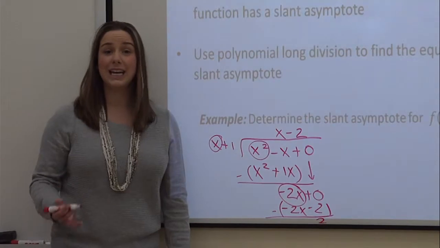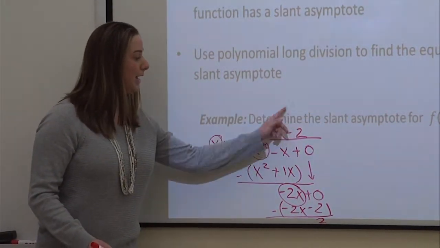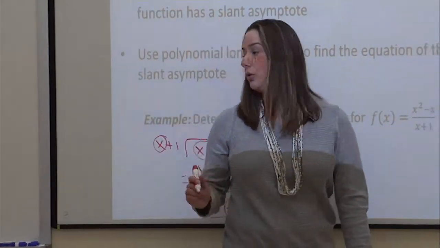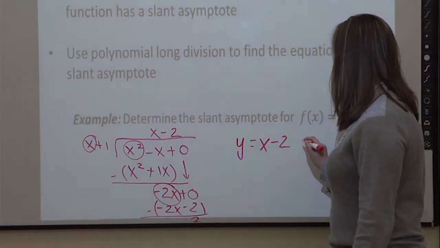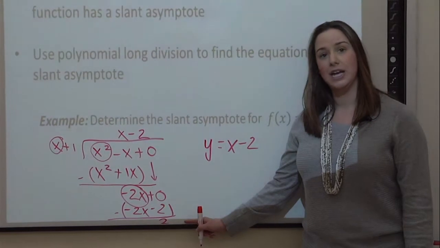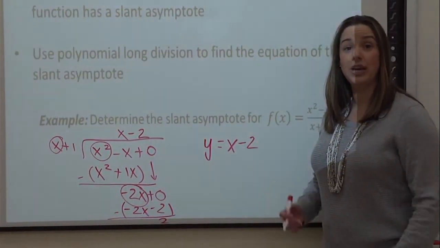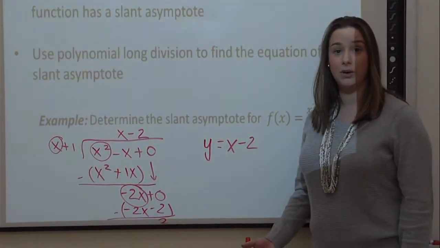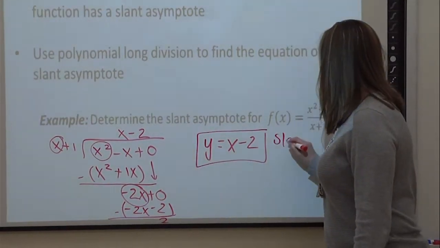So my slant asymptote is when I do polynomial long division and my answer without the remainder. So my slant asymptote is going to be y equals x minus 2. And the reason why I don't include the remainder is because as x increases or decreases, the remainder is going to approach 0. So this right here is my slant asymptote.